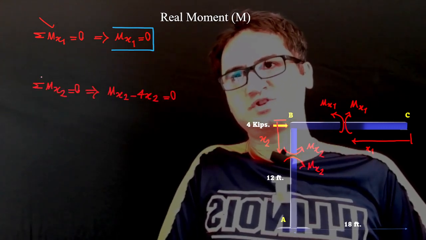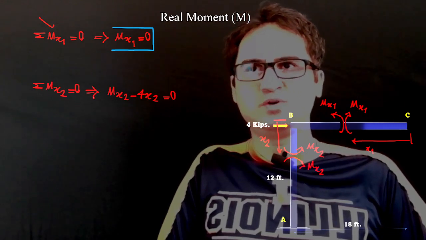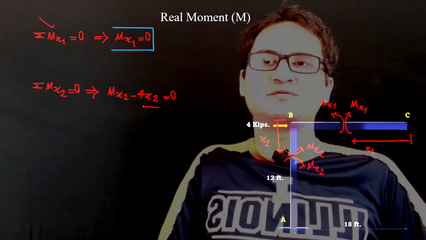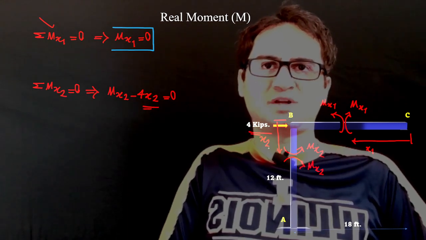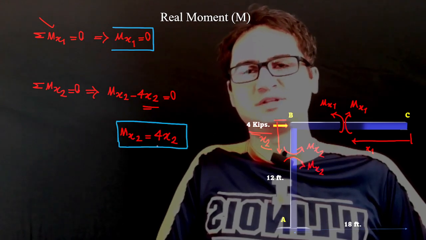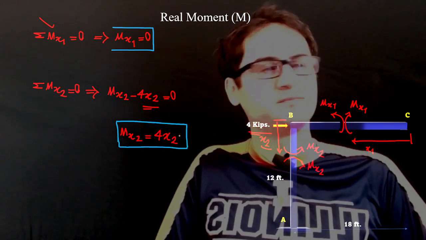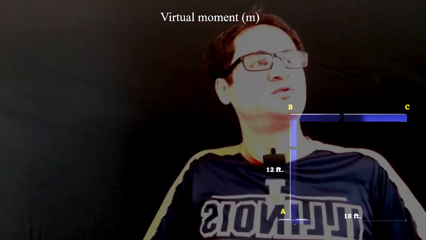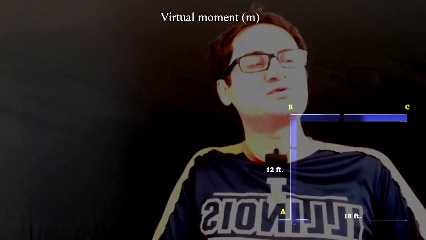Doing the same summation of moment about x2 equal to 0, it gives us mx2 minus 4x2, due to this force times this distance, the arm. So mx2 is equal to 4 times x2. As soon as we have this, we can jump to the calculation of the virtual moment.